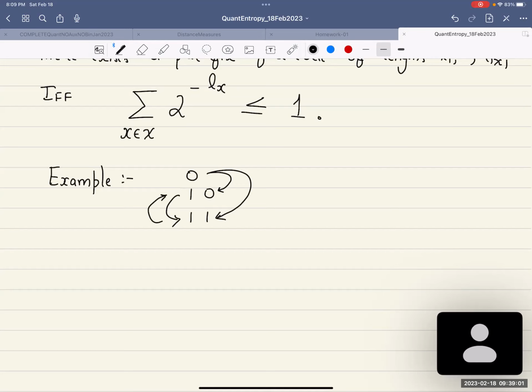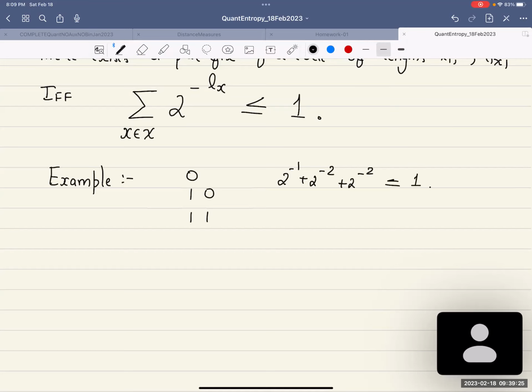Because the first symbol is 0, the moment you know the first symbol is 0, you know you stop, you end. When you get the first symbol to be 1, you wait for the next symbol and then you end. So this is prefix free. If you look at the lengths, it's 2 to the power minus 1 plus 2 to the power minus 2 plus 2 to the power minus 2. So this will be exactly 1.